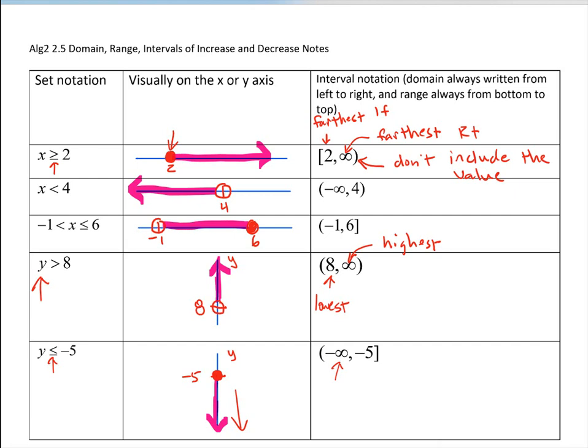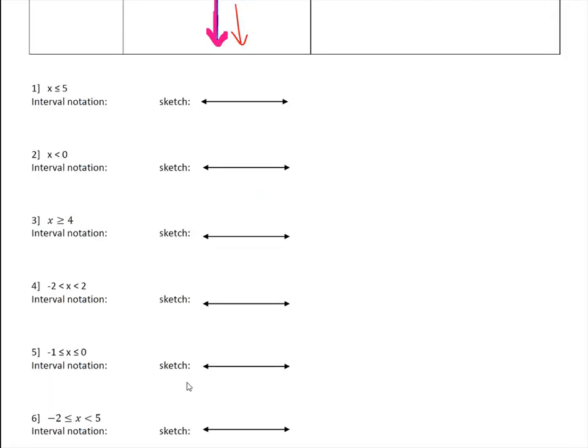Okay. So that's how we express it if you have a visual graph like this, like number lines, X and Y axis. That's how we express it in interval notation. Okay. So I'll show a couple more examples just to make sure you guys get it.